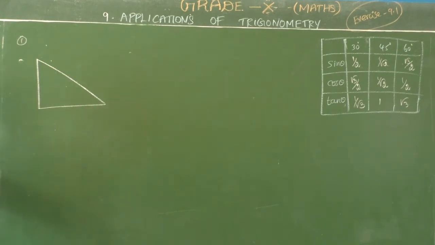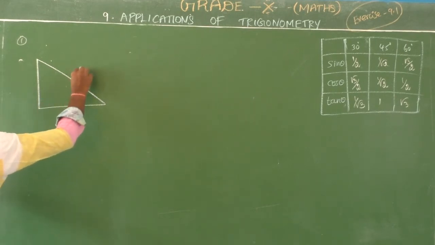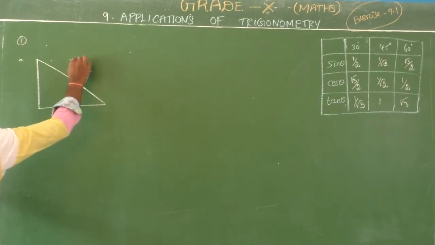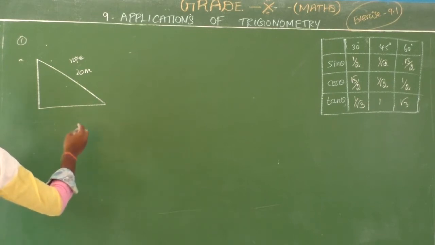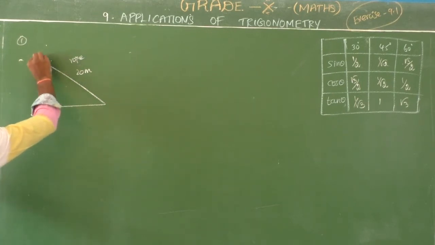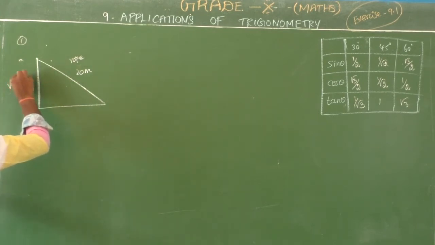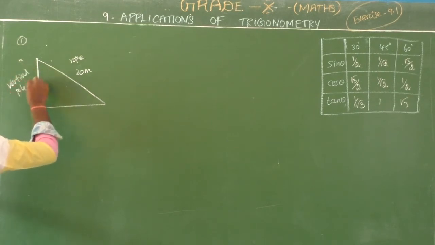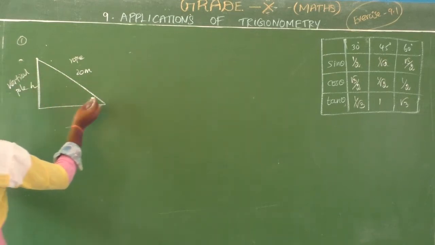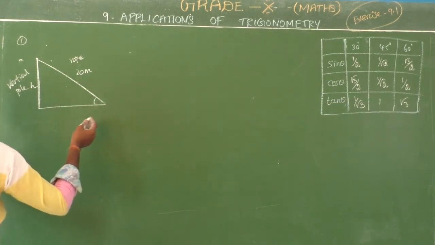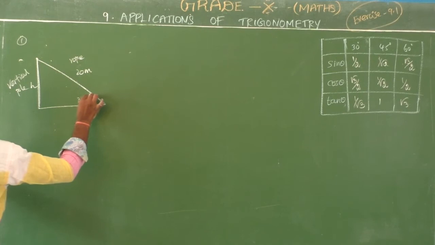Yes, student. So a circus artist is climbing a 20 meter long rope. So this is only the rope. So that length of rope is 20 meter, which is tightly stretched and tied from the top of the vertical pole on the ground. So this is a vertical pole. Okay. So find the height of the pole. So that height only we are going to find if the angle made by the rope to the ground level is 30 degree.